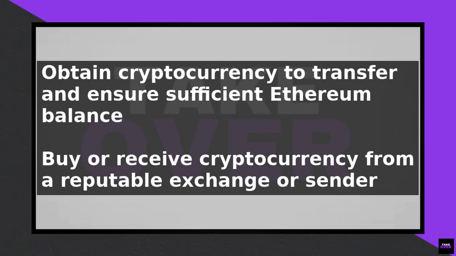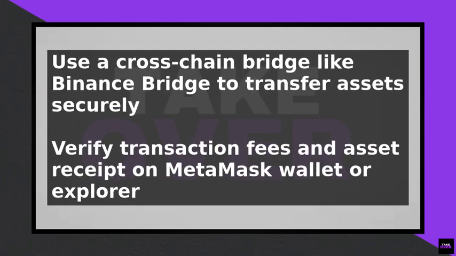Once the transaction is confirmed, the Binance Bridge will handle the transfer of your assets from the Ethereum network to the Binance Smart Chain. This process may take a few minutes, depending on the network congestion and the speed of the bridge. After the transfer is complete, you can verify that your assets have been transferred successfully by checking your MetaMask wallet or the Binance Smart Chain Explorer. Make sure to check the transaction fees and the amount of assets you received, as there may be some slippage or fees associated with the transfer.